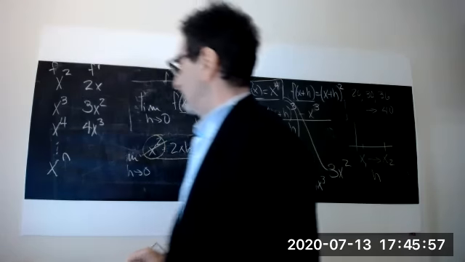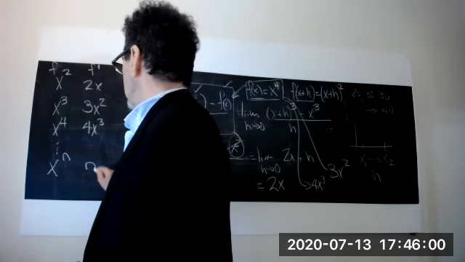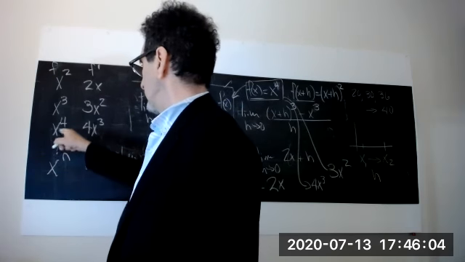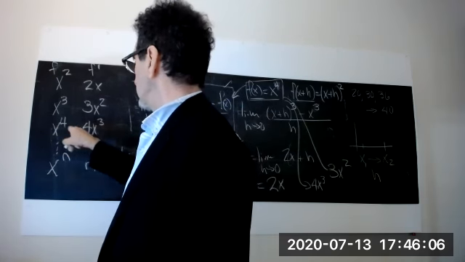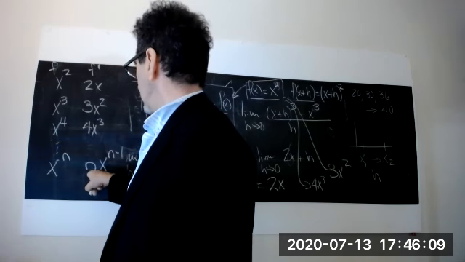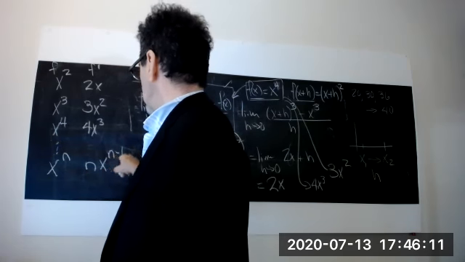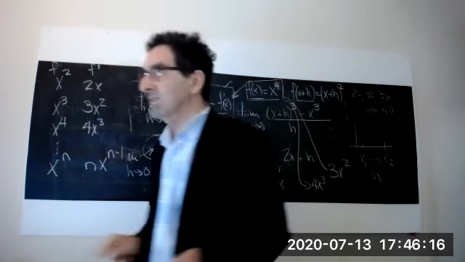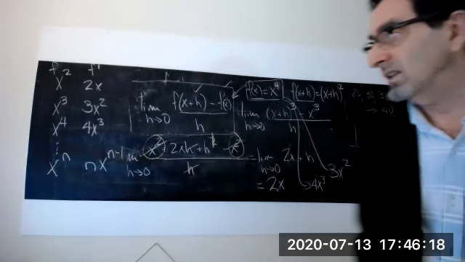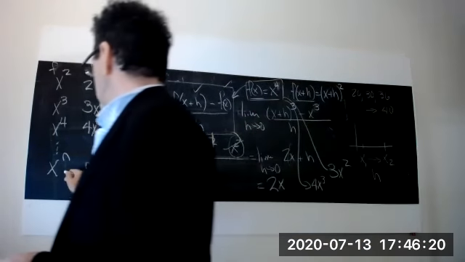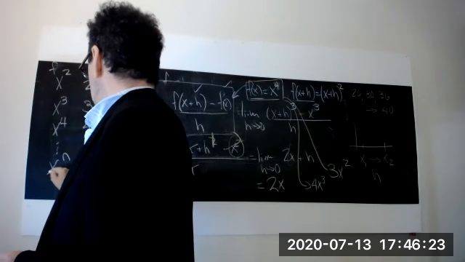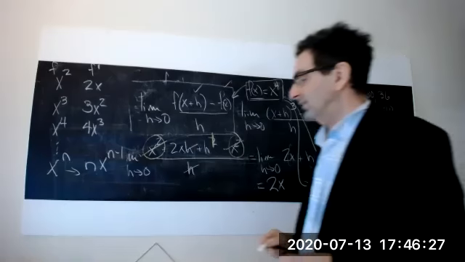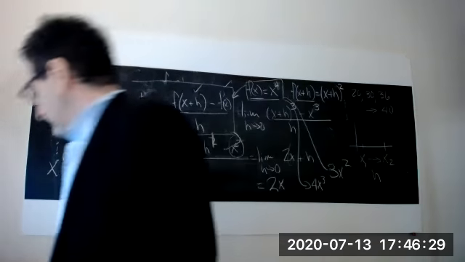If it's x to the n, the derivative is going to be n x to the n minus 1. So for example, if n is 4, it's going to be 4x to the 4 minus 1, 4x to the third. And if it's 3, it's going to be 3x to the second, and so on. So that is the general formula. If this is the original function, then the derivative looks like that. Okay? All right, now we could also try something else.